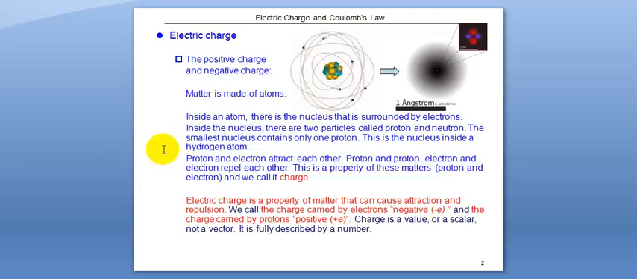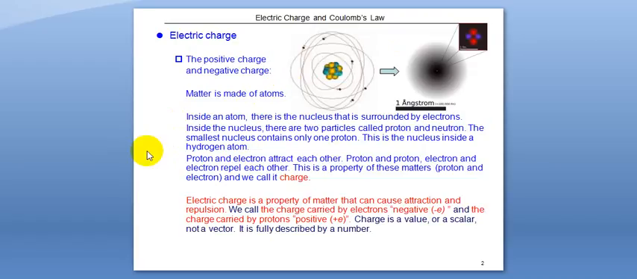Proton and electron attract each other. Proton and proton, electron and electron repel each other. This is a property of these particles, as you see with proton and electron, and we call it charge. The whole structure in this picture is an example of charge.